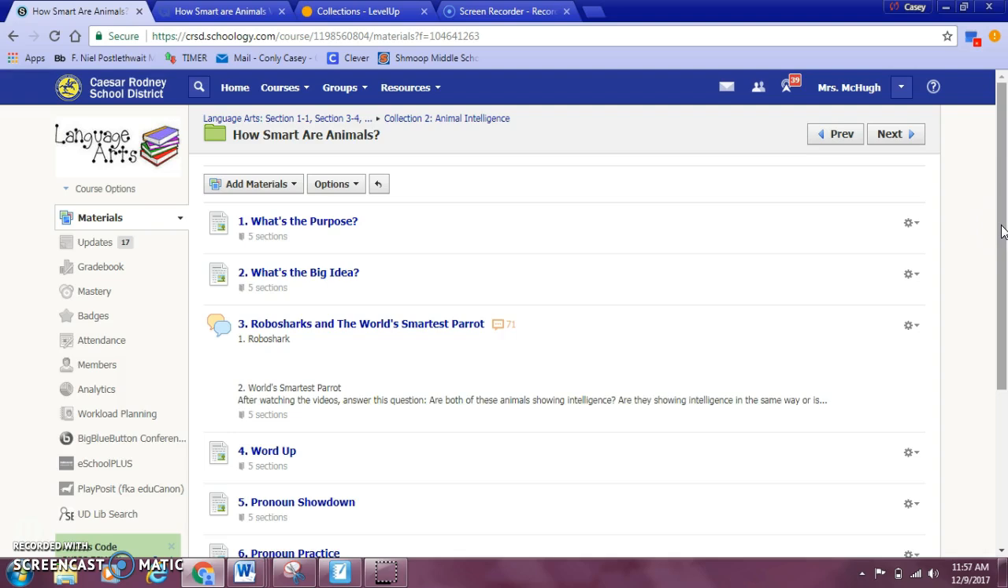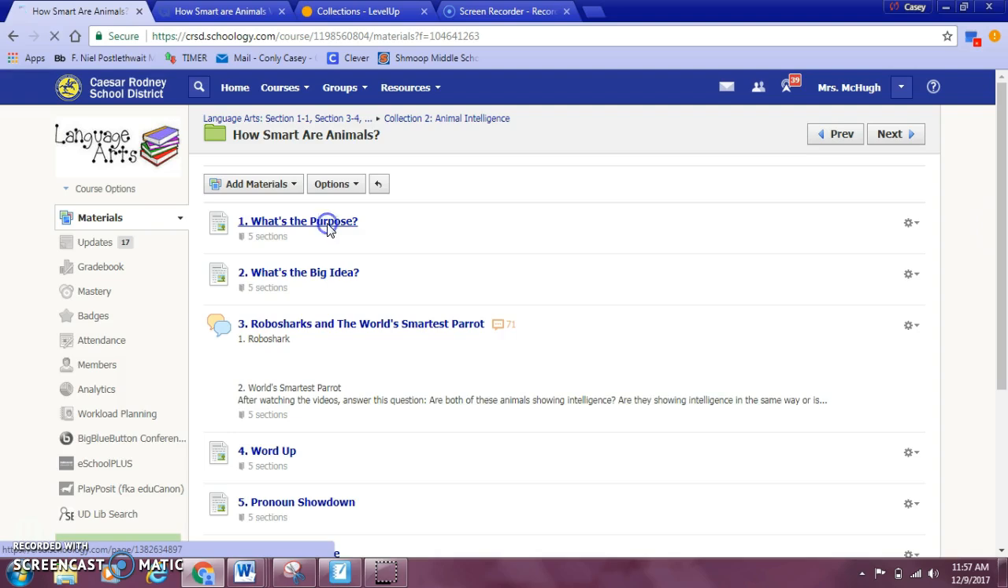We used a station rotation model for this lesson to allow students the ability to get up and move around the classroom and to set clear goals for each station that the students are at. This activity took about 2 days to complete. So looking at these stations that I put on Schoology, there's a total of 6 stations that the students traveled to.